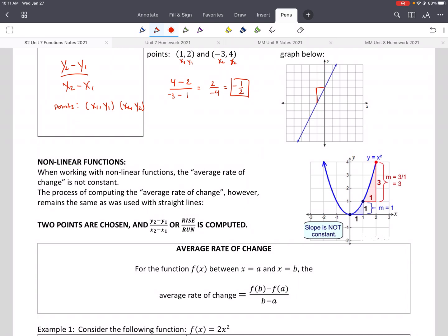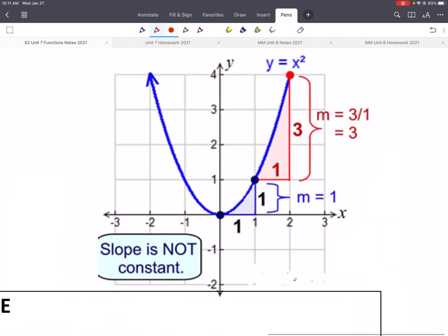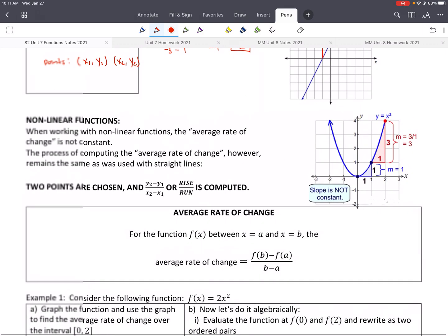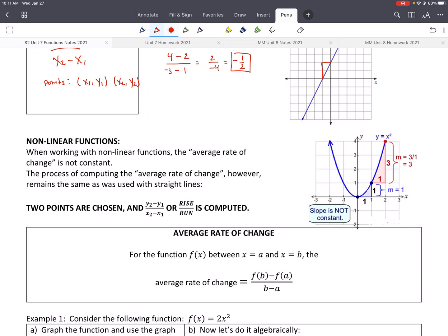And it's the same for quadratics. If we look at this quadratic, the slope between 0, 0 and 1, 1 has a slope of 1. But if we go from 1, 1 to 2, 4, the slope here is 3. So the slope is not constant. And one of the reasons we're going to do this is so that we can compare functions. So we're going to find the average rate of change for different types of functions.